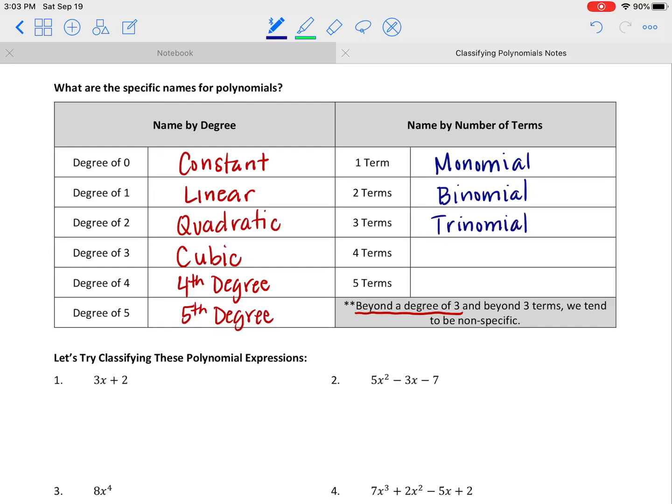And then the good news is, again, after 3, it's non-specific. So if it's got 4 terms, 5 terms, 6 terms, any number of terms after 3, we're going to keep it with the generic name, which is just a polynomial. Okay? So polynomial, and again, anything after 3 is going to be kept with that non-specific name, the very generic name, like the word car, very generic.